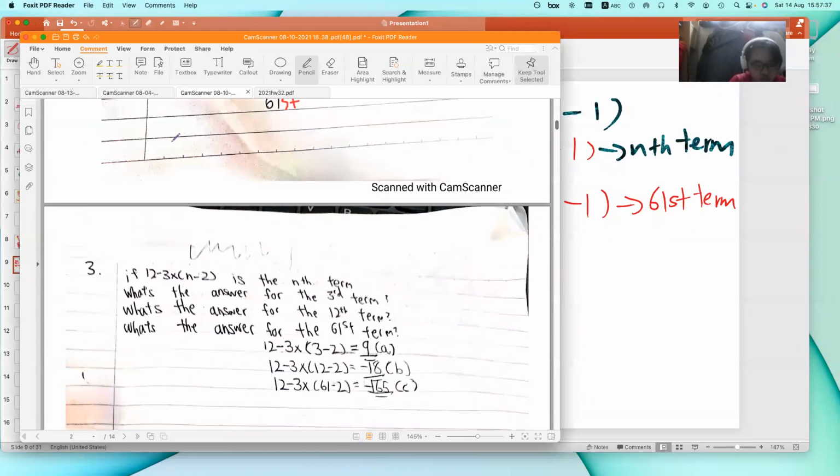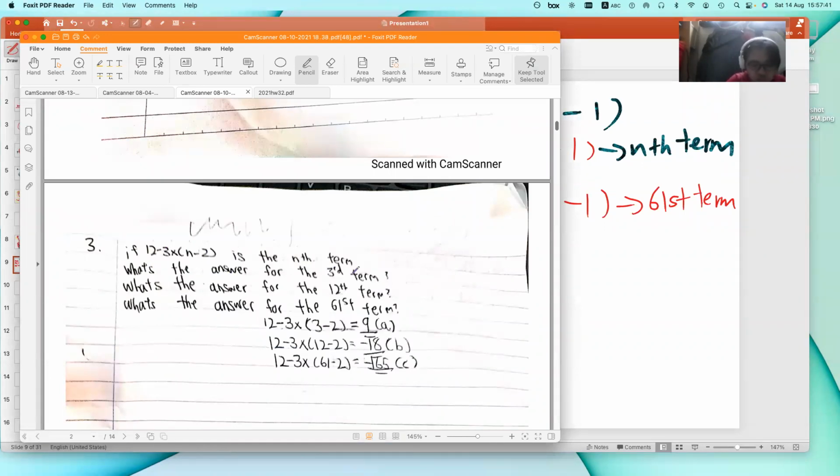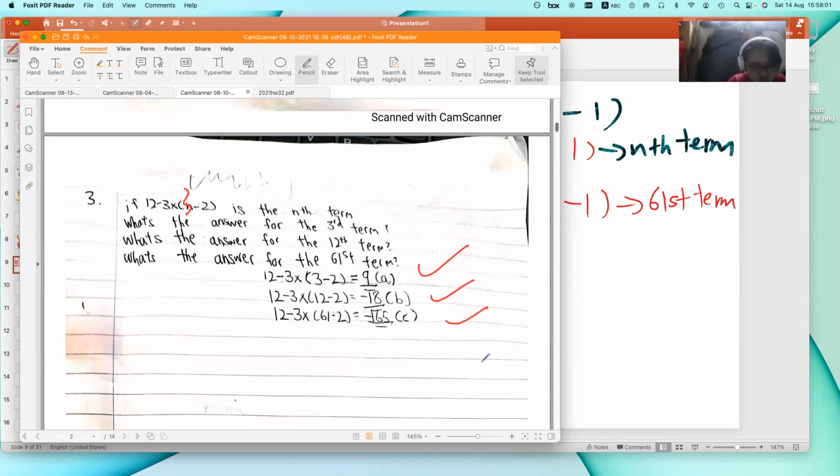So you have this 12 minus this. So what is the answer for the third? Then you replace the n with 3. So the 12, that means you replace the n with, yeah, good. Then okay. This one wrong. You better use your calculator and redo this question. Double check. Help me double check. Are you double checking now? Yeah. Negative 165. Okay, good.